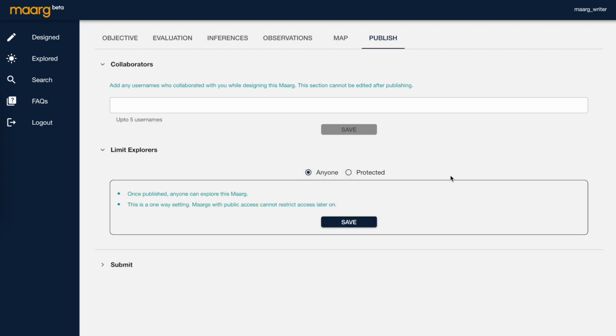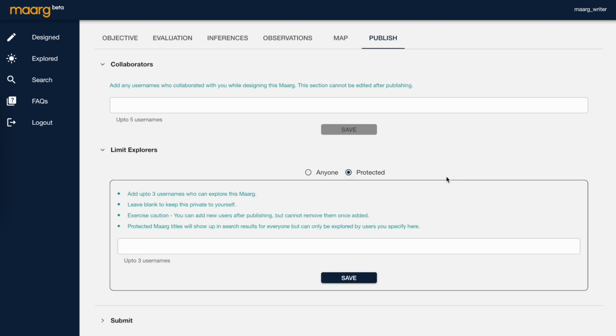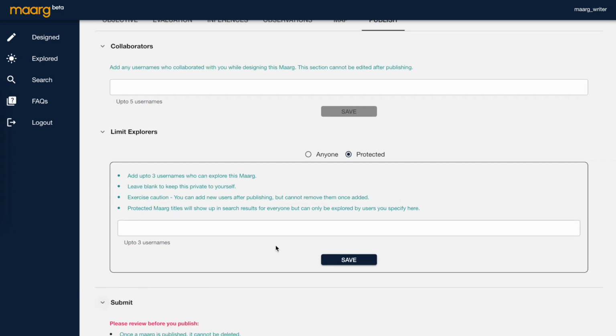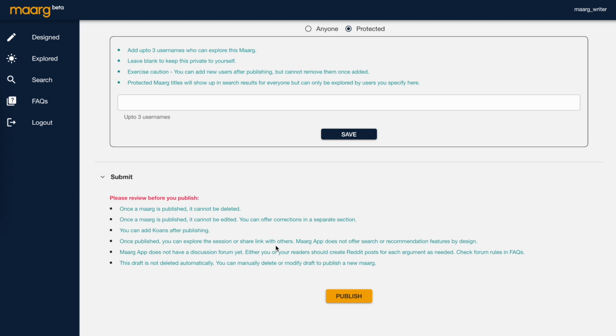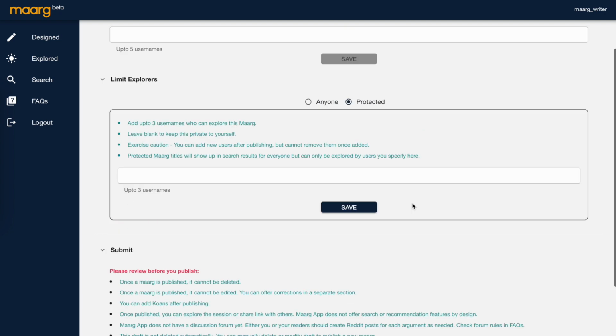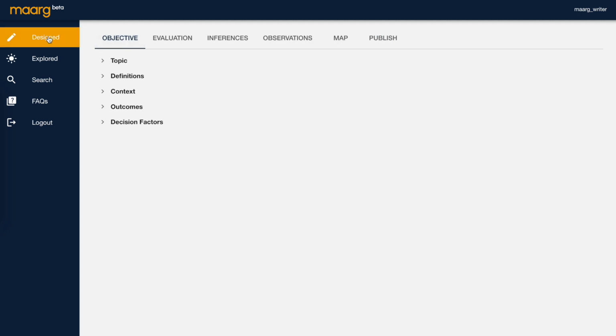What this means is that if you make this private, only you would be able to explore the Maarg as a reader, or you can specify up to 3 people who can explore this before you go public. After submission, this draft is not automatically deleted, so you can always make changes and publish a new Maarg. You cannot, however, edit a published Maarg except a few items. So let us take a look at those.